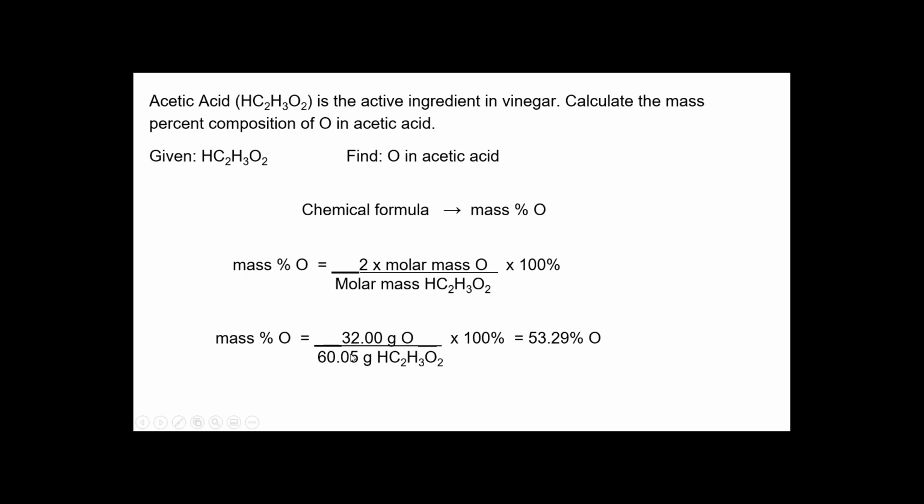acid times 100. So we have 2 oxygens, so 16 times 2 is 32. The acetic acid is the mass of 60.05, times it by 100. And the oxygen, the percent of oxygen in this compound is 53.29%.